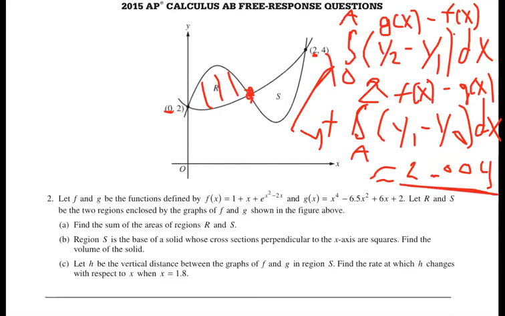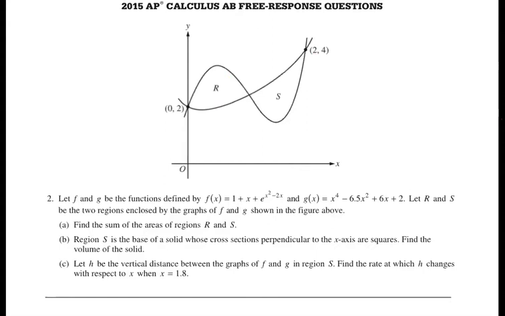So that's part A. Going on to part B. It says region S is the base of a cross section that is perpendicular to the x-axis. So I hope you remember that means dx. And we have squares, and I hope you remember the area of a square is side squared.